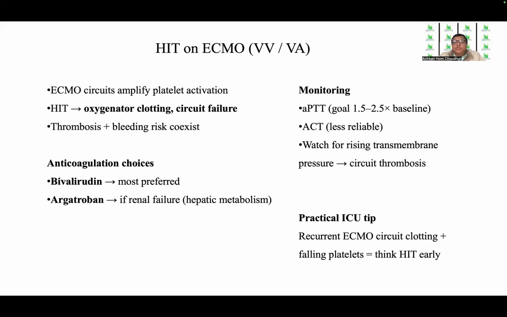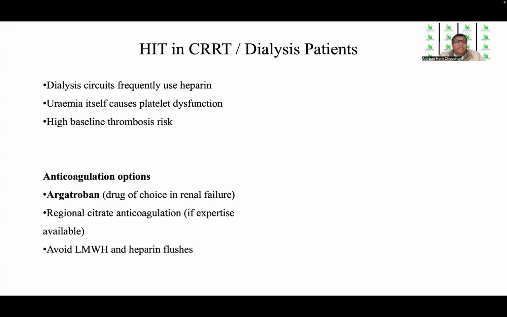Monitoring, the APTT goal should be 1.5 to 2.5 times the baseline. ACT monitoring may be done, but it is less reliable than APTT, and we should watch for rising transmembrane pressures because that will indicate circuit thrombosis. The practical ICU tip is that recurrent ECMO circuit clotting plus falling platelets should lead you to think that it is early HIT. Now, HIT can also occur in CRRT or in dialysis patients.